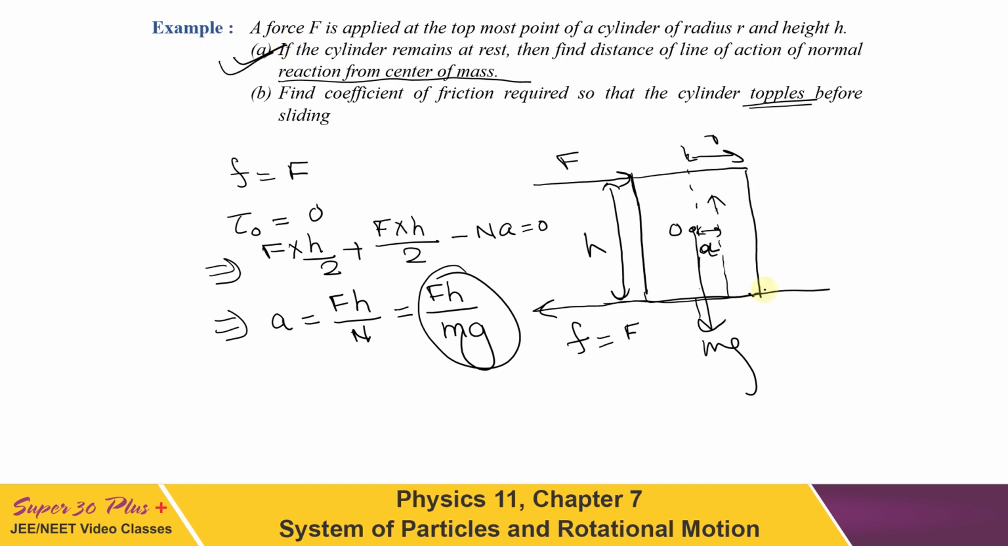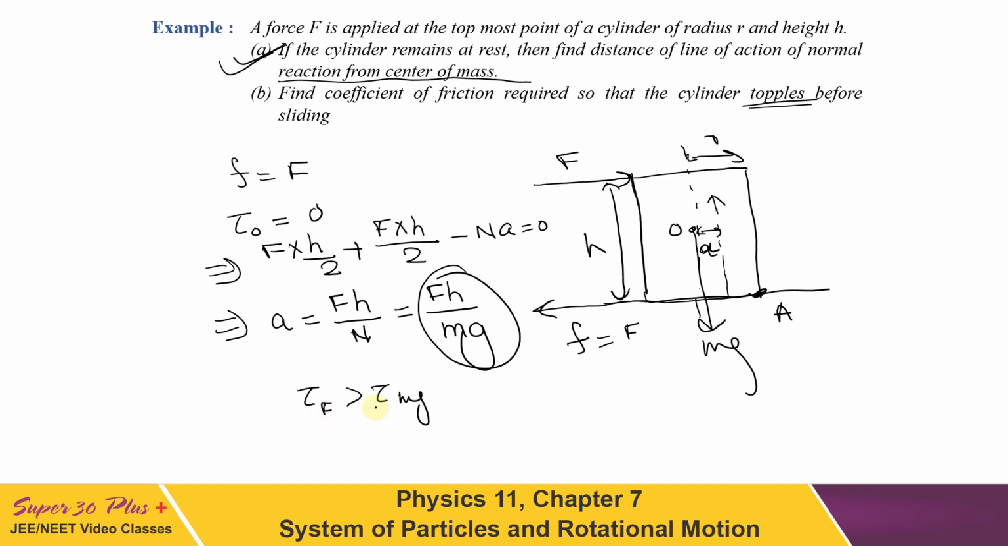Of course about this corner, let that be A. So if we write toppling about A, then for this to topple, we have to write that torque of F should be greater than torque of mg, right? Because if we are writing torque about A, then there will be no torque for friction and N, since it is the case of toppling, so N will shift to position A. Again its torque about A will be 0, and then we have to write torque of F has to be greater than torque of mg.